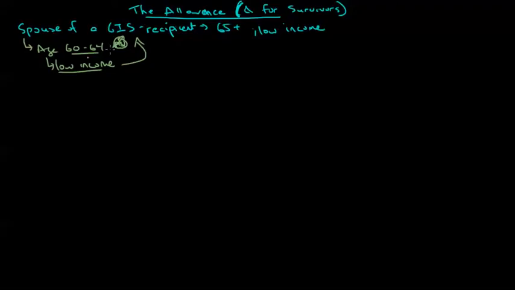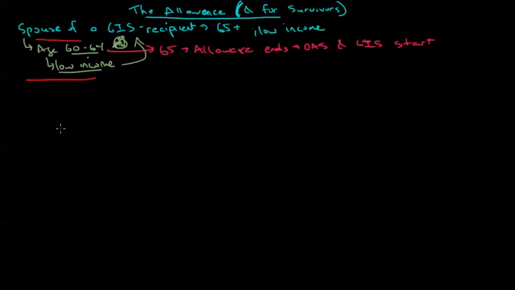Of course, once this person gets to 65, that's when any allowance would end, and that's when OAS and presumably GIS would start. So the classic example of where this would be applicable would be grandma and grandpa out on the farm, let's say that Grandpa's 65 and Grandma's 62.